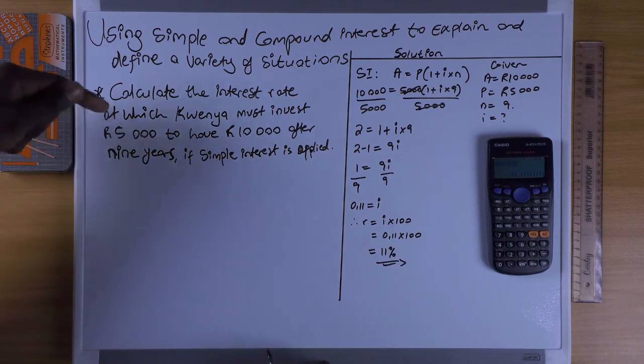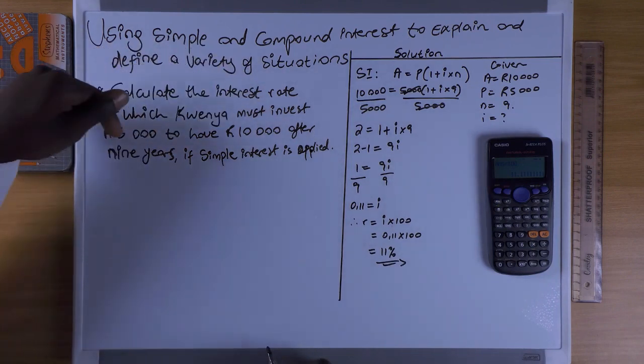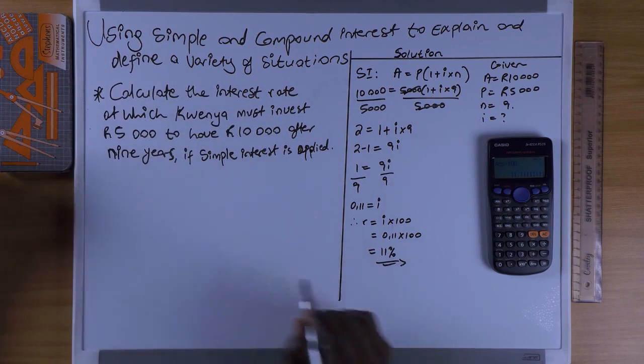So, calculate the interest rate at which Kenya must invest 5,000 to have 10,000 after 9 years. Kenya must invest at an 11% interest rate. Simple interest applied.